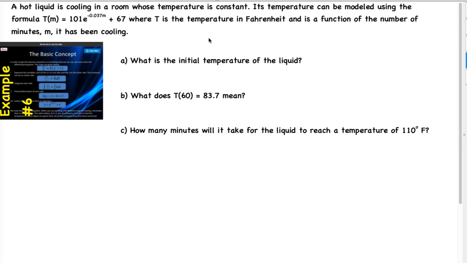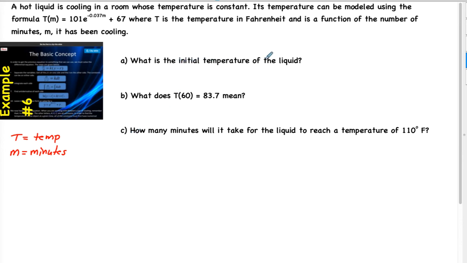T is the temperature in Fahrenheit. Now, I always do it over here. I list my variables, so there is a quick reference to them, and T is a function of the number of minutes M has been cooling. I don't know if later on they may ask me to change minutes into hours, or even temperature Fahrenheit into Celsius, so I kind of just keep it over there.